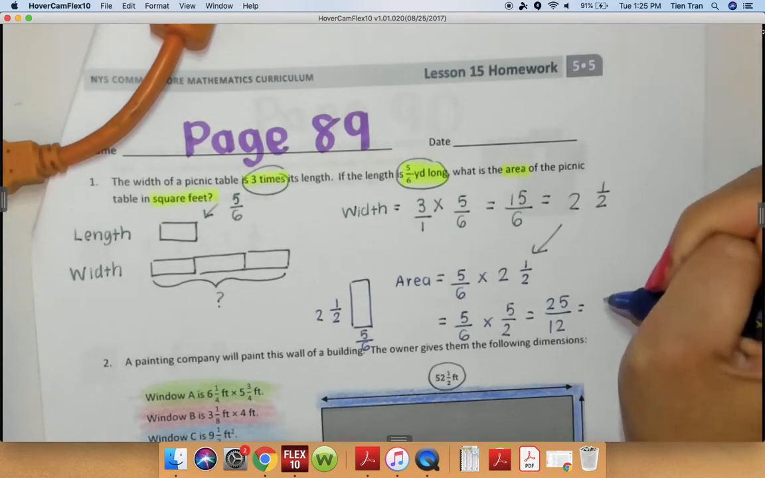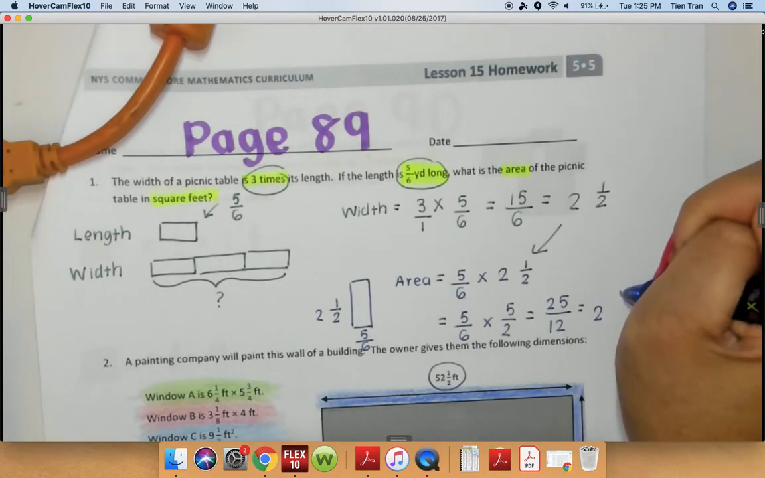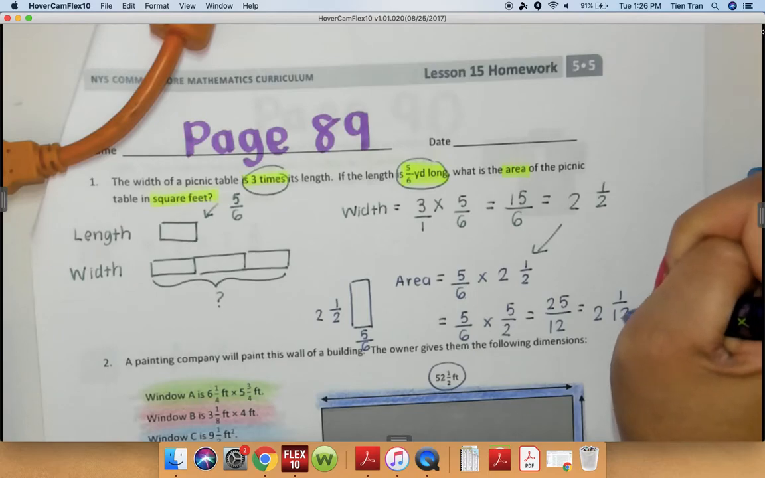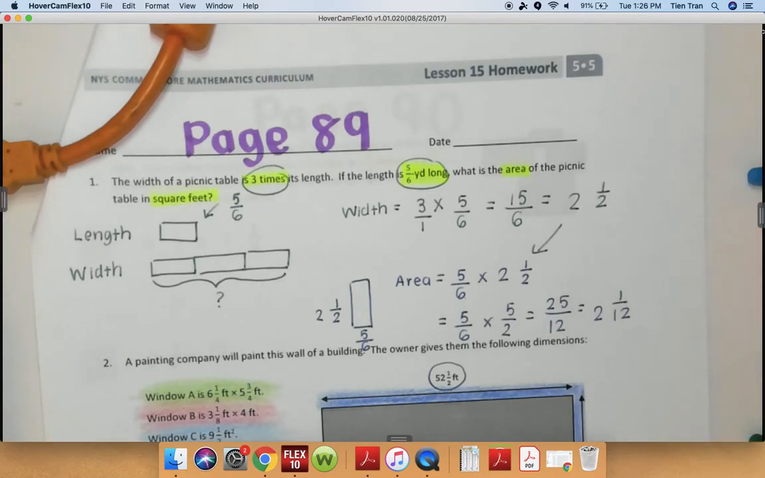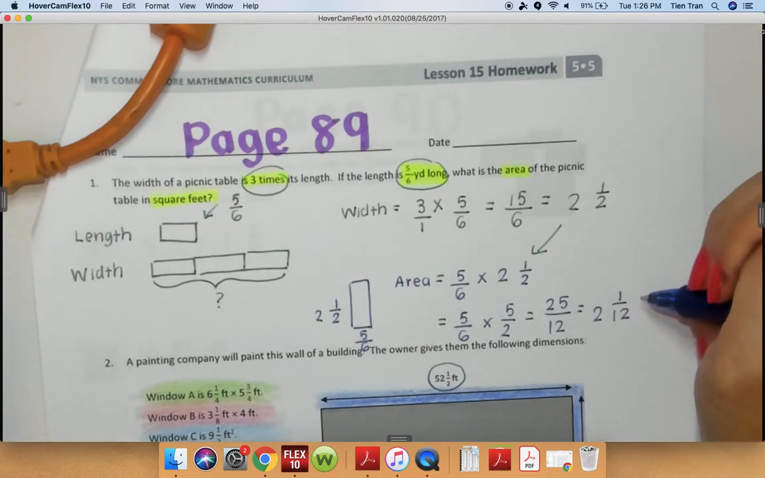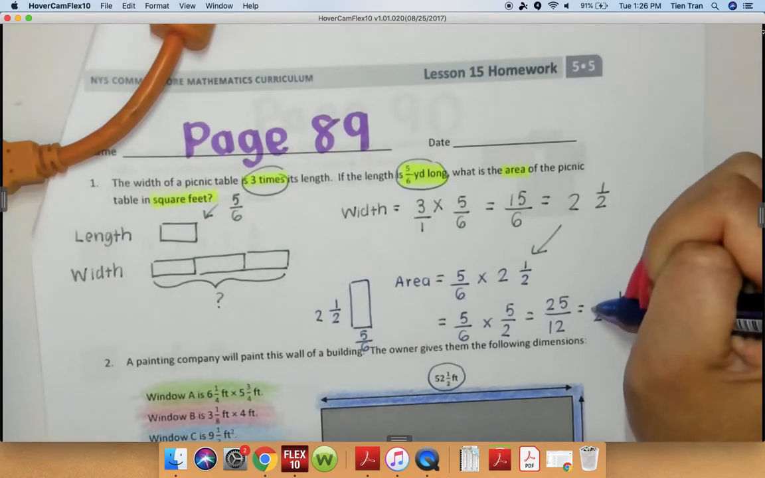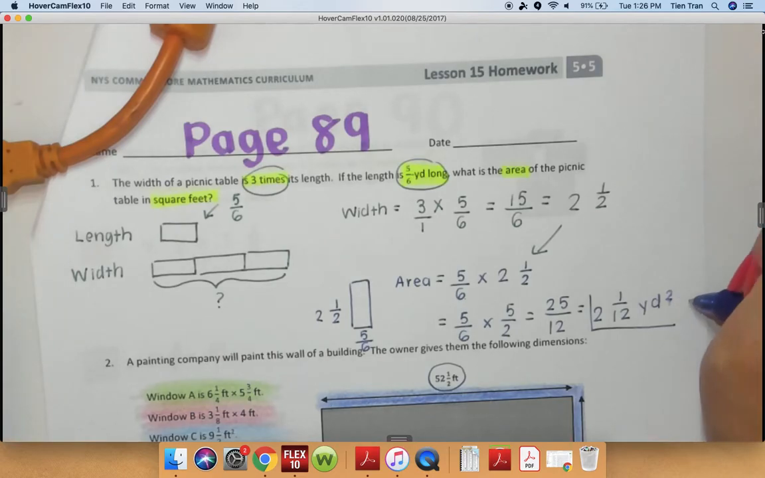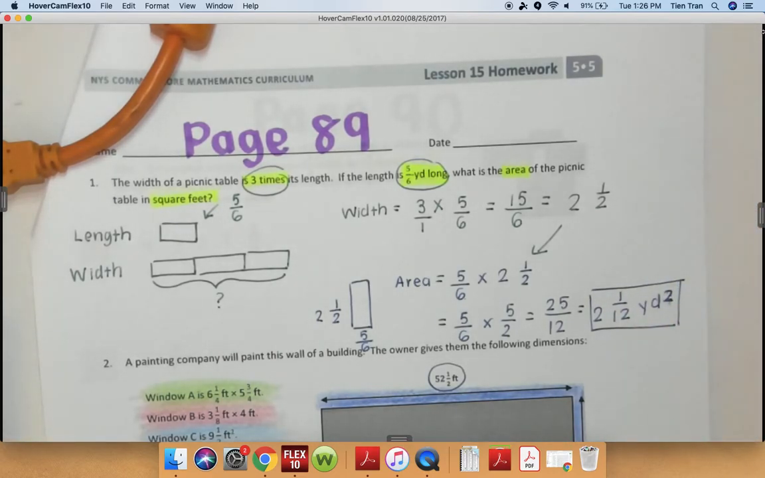I know that 12 can go into 25 twice, and my remainder is 1. And my denominator is 12. So my final answer is 2 and 1/12 yards squared. My pen is smearing. There you go.